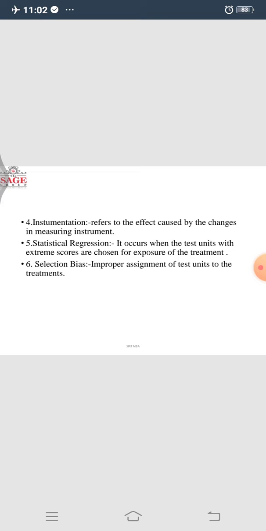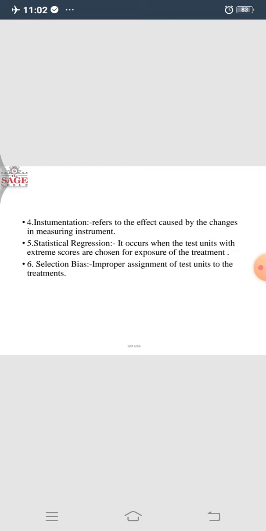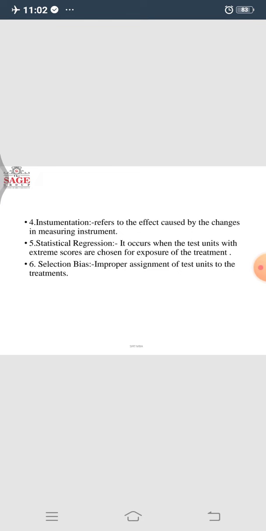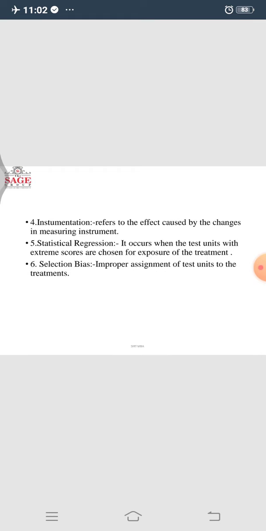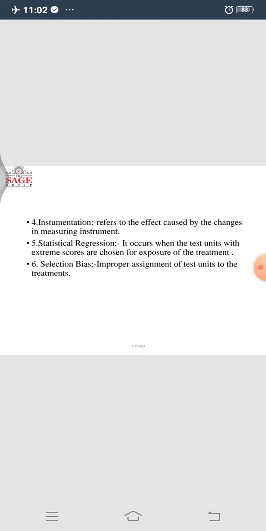Statistical regression occurs when the test units with extreme scores are chosen for the exposure of the treatment. Like, suppose the sample we have chosen for this experiment already had very good hemoglobin. It will not be like, if they are having hemoglobin of 14, the hemoglobin will become 20. It is not possible, okay. So as it is, it was very good, and then you are eating apple, and then you are saying the hemoglobin hasn't changed. It was because they are in the extreme condition, okay.